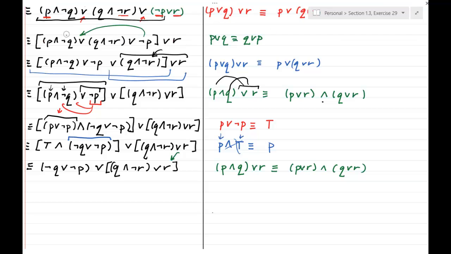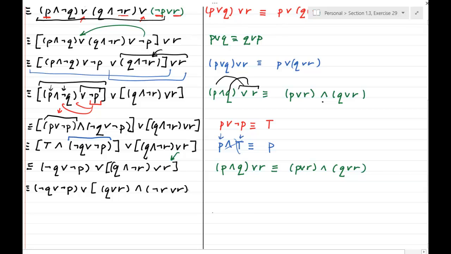Okay, so I'm going to distribute it. Work on that right proposition. Negation of Q or negation of P. Or distribute that R. So Q or R and negation of R or R. Distribute that or R to Q. Distribute that or R to not R. Join it with an and. That's what's happened. Oh, whoa.